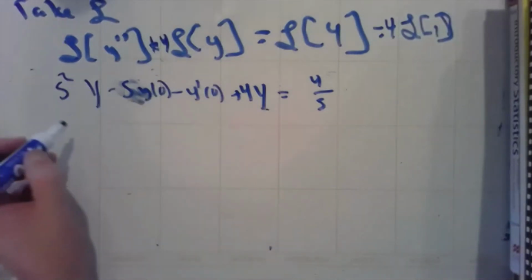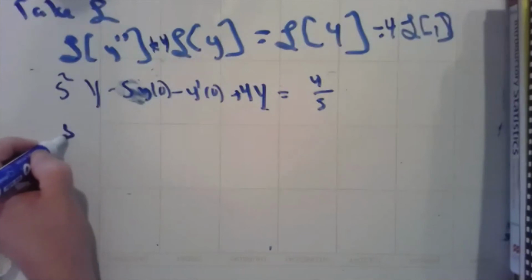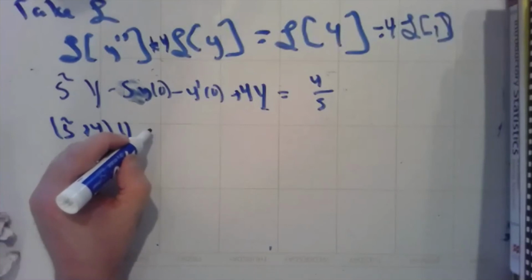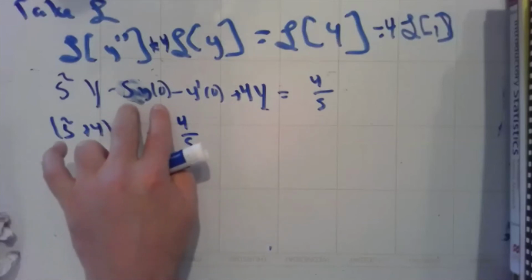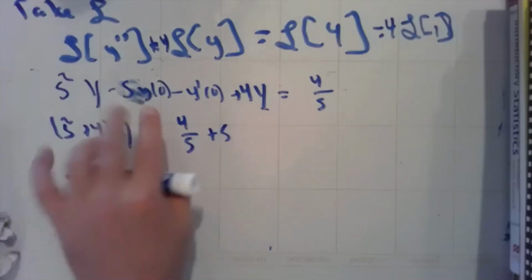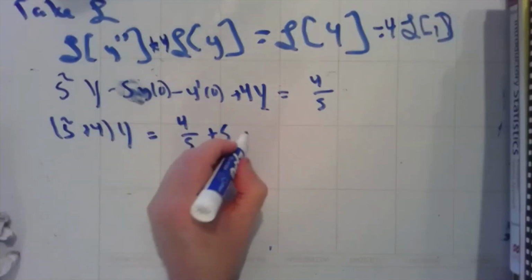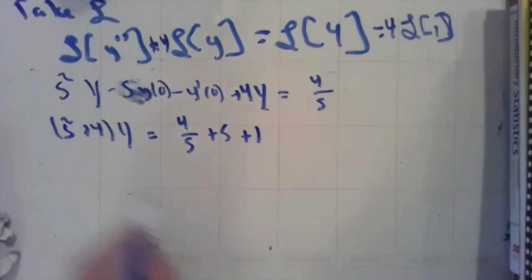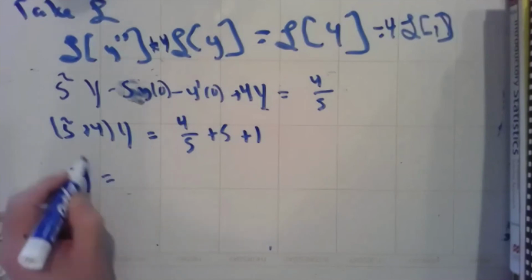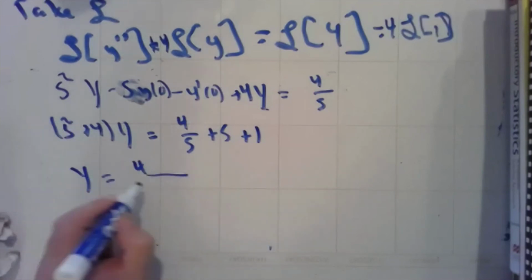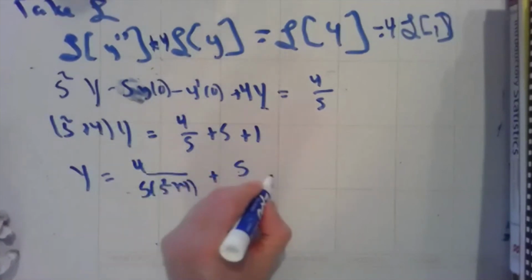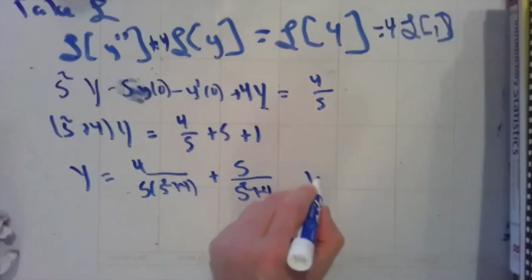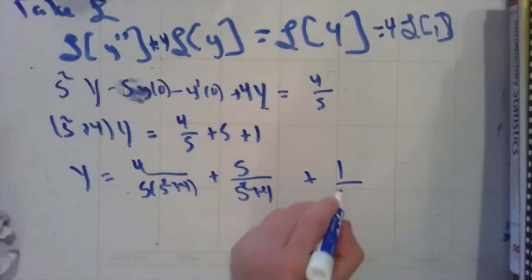Find our Y's, get them together. This problem is so much simpler than I was making it. s squared plus 4 times capital Y will equal 4 over s plus an s from right there, that's 1 times s, plus a 1. Pull everything over, then just solve that for Y. 4 over s times s squared plus 4, plus s over s squared plus 4, plus 1 over s squared plus 4.